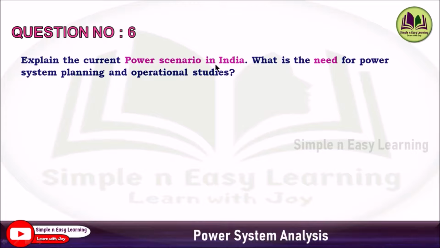I'll share the link for the power scenario in India and the need for power system planning and operational studies. You can go through that. It is a theory question. It covers the total installed capacity in India, central sector share and state sector share, the regional load dispatch centers, national load dispatch center and state load dispatch centers, and renewable energy generation, that is, what percentage of the overall installed capacity is renewable energy. Those things come under the power scenario in India.